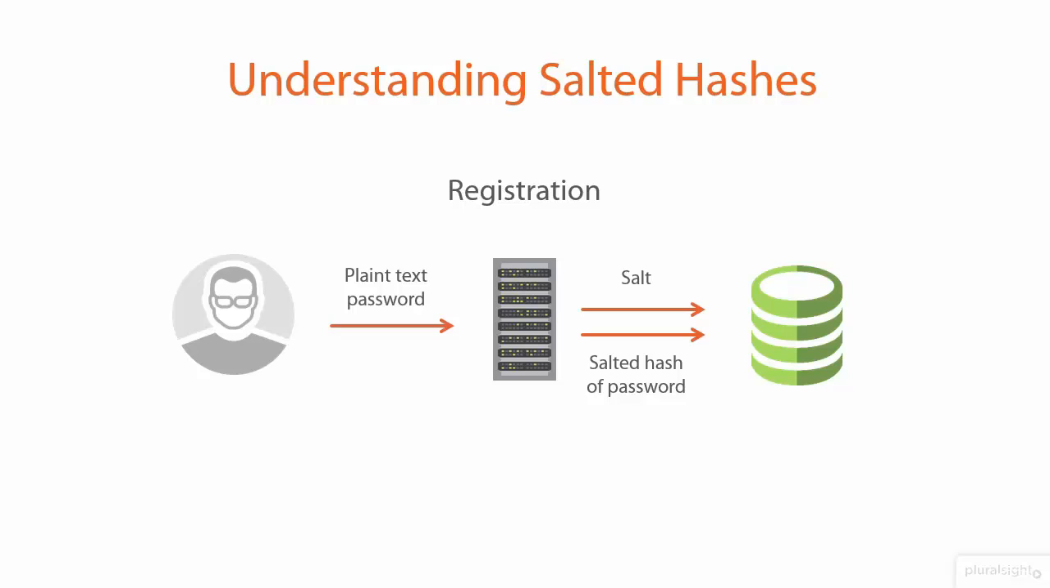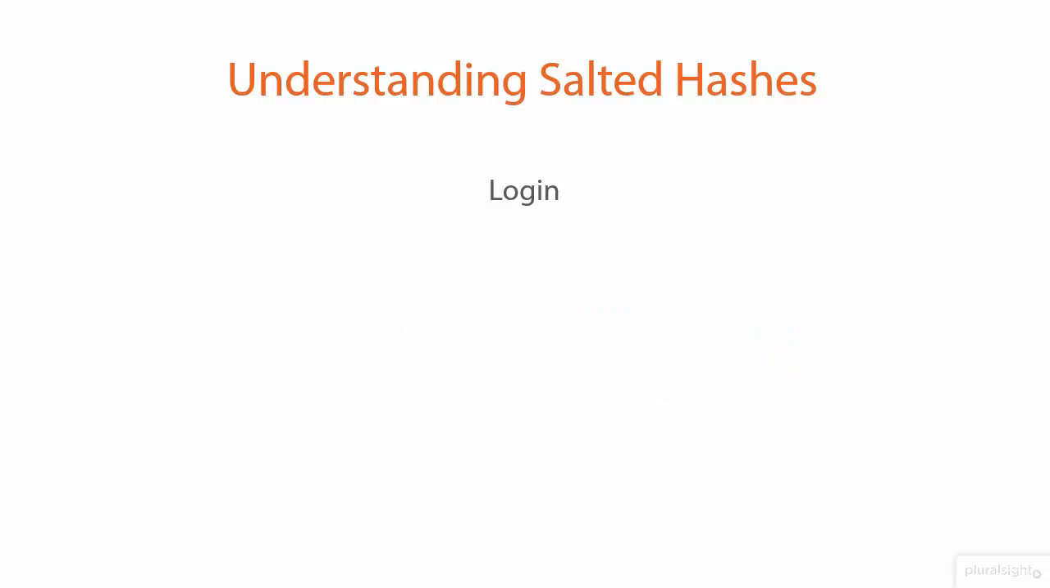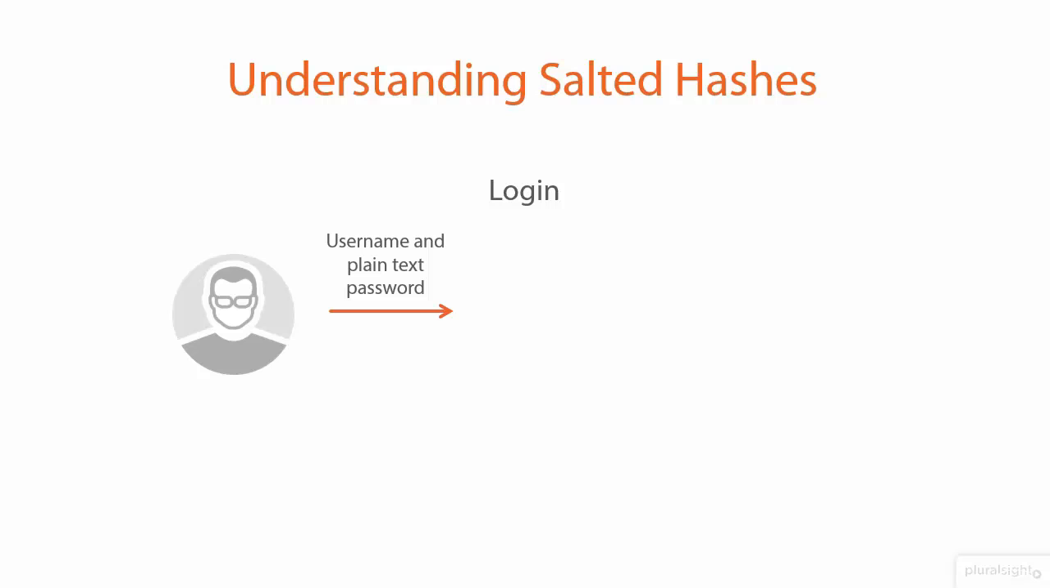Now let's talk through the login process as well, just to make it clear how this works later on when the user comes back to the system. So we'll start with our user again. The user logs in by providing the username and the plain text password. So this is what we all do when we log into a system. It's just those two attributes. That goes to the web application.